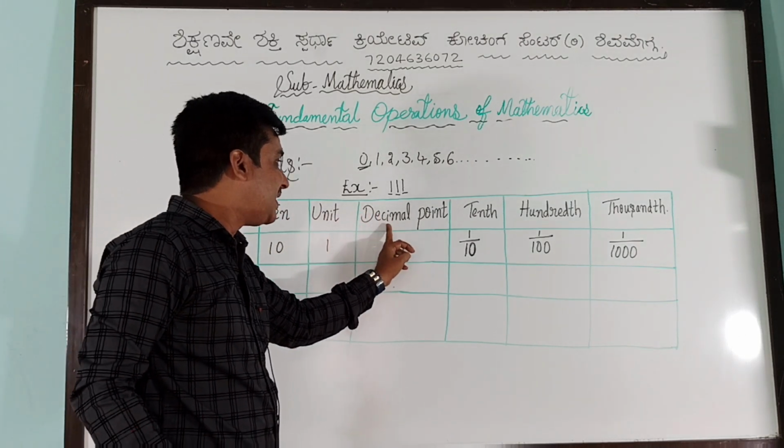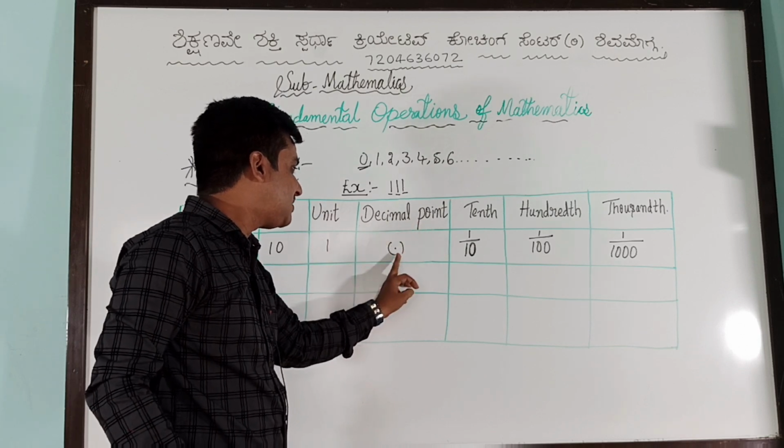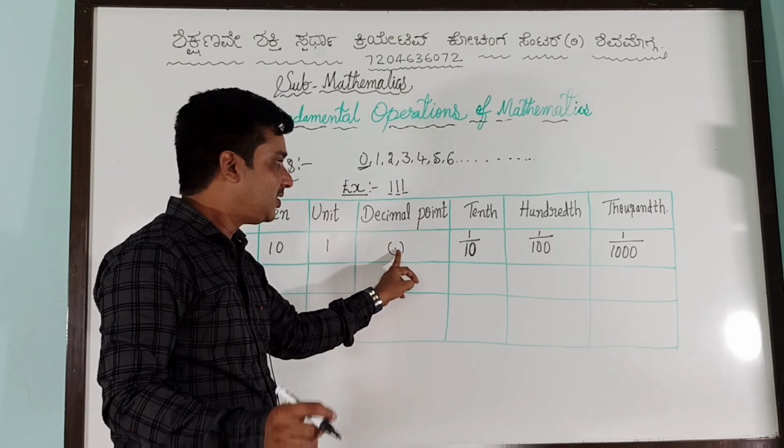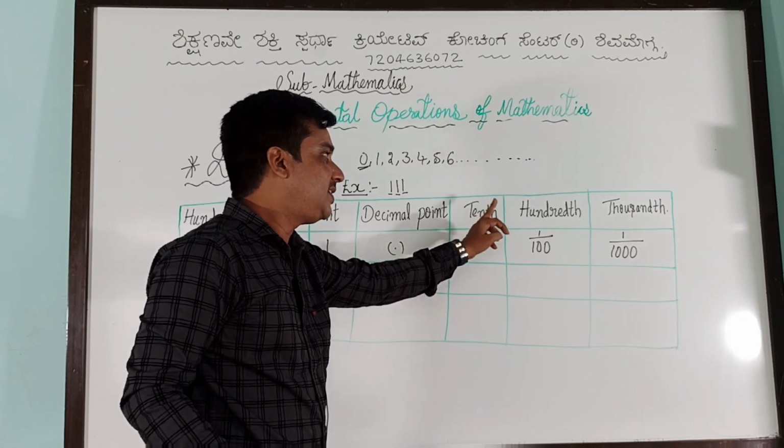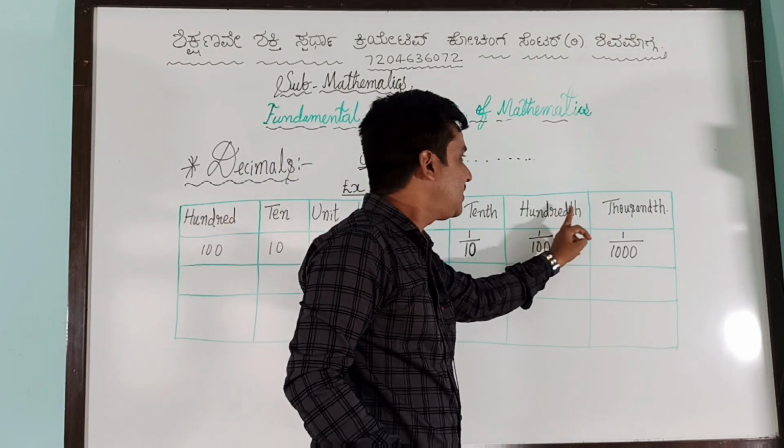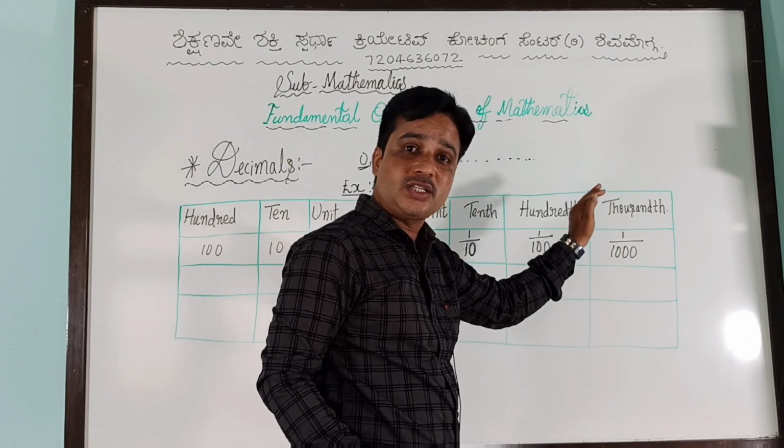Here I have taken the decimal point. That means a decimal is a point or a dot. So this is in the 10th place. Here I have written 100th place, and this one I have written 1000th place.